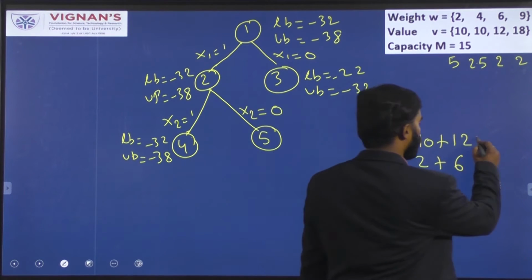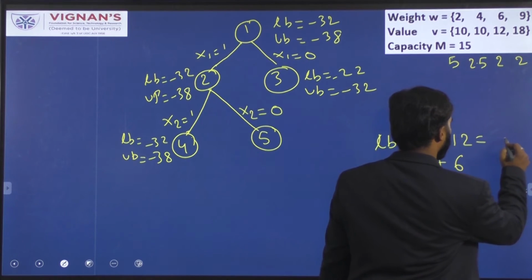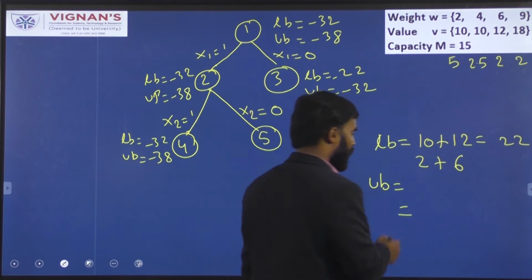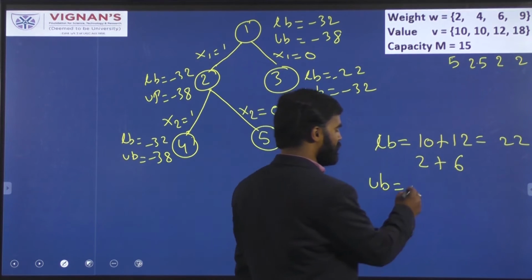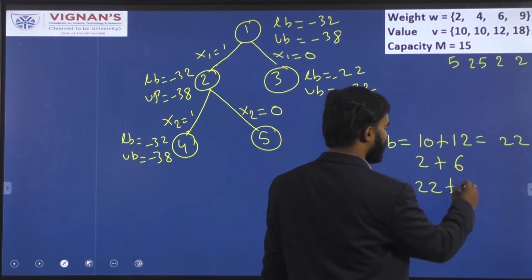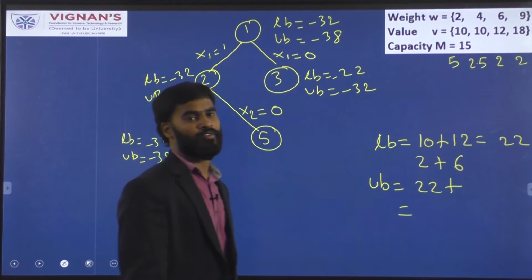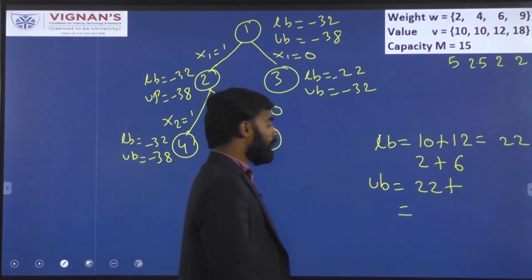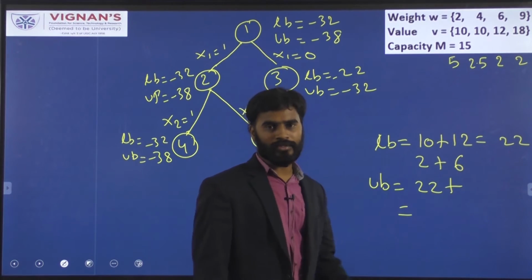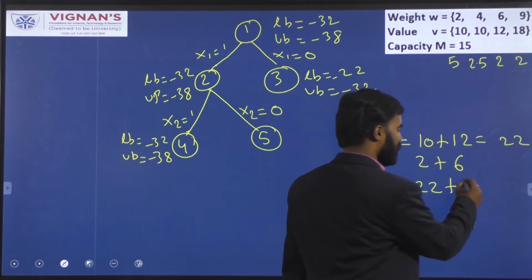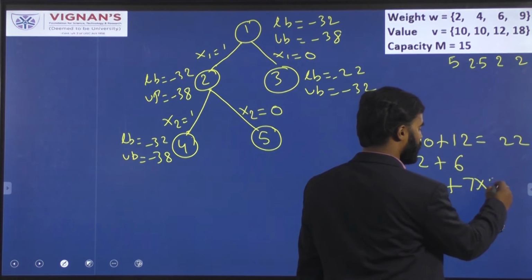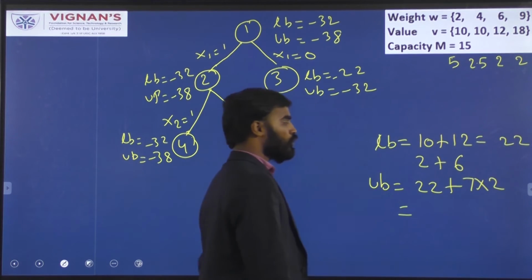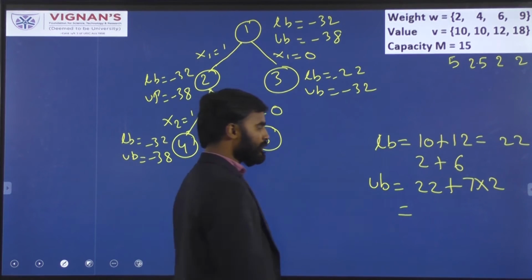Okay, so lower bound is 22 and upper bound is nothing but the value of current selection plus the remaining weight into the profit of next available item. So far I added 8 kilos, so the remaining weight is 7 kilos into the profit of next item. So 22 plus 14, 36.